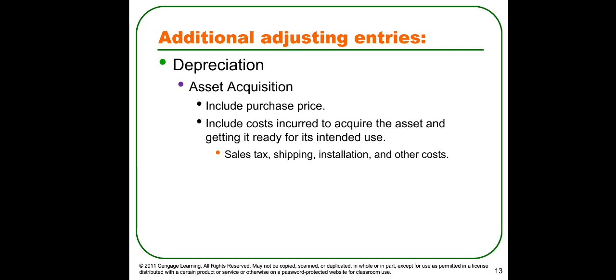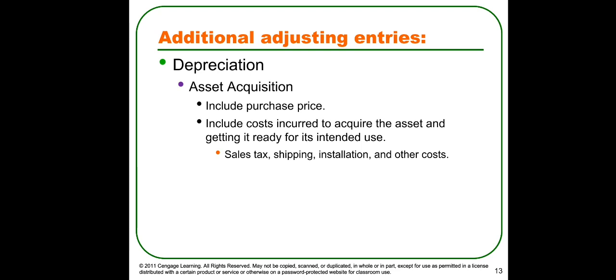Okay, see here, the first point there. Depreciation, asset acquisition. When you want to learn, before you do the adjusting entries for depreciation, you have to know how to record asset acquisition. How to record when your business purchases a non-current asset like motor vehicle or equipment or land or building, etc. So see here, asset acquisition. The value of the asset that you have to record includes the purchase price plus cost to get the asset and getting it ready for intended use.